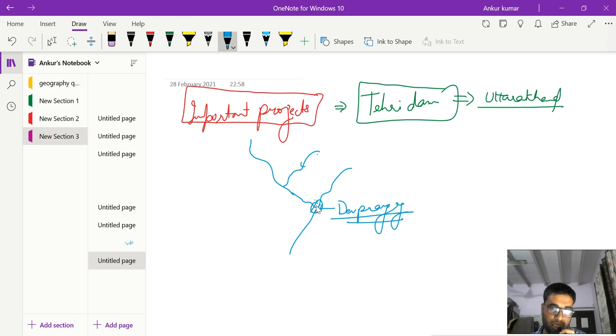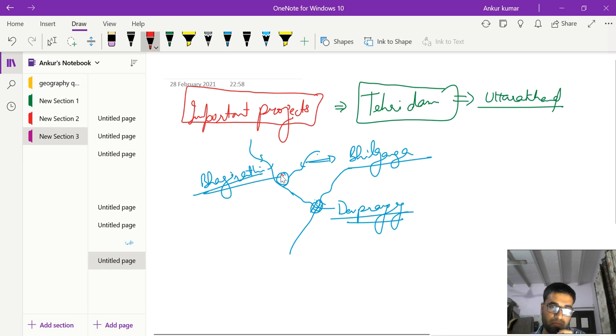Right, this point is Deoprayag here, right? And this is Bhagirathi, and this river is the Bhil Ganga, right? And at this point, this is the site of the Tehri Dam. Okay, here is the Tehri Dam.